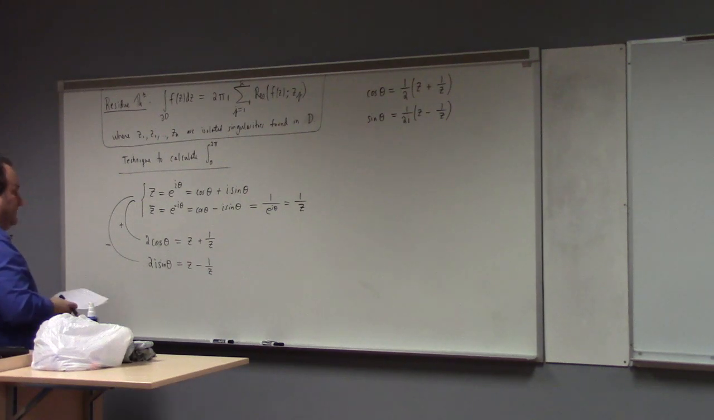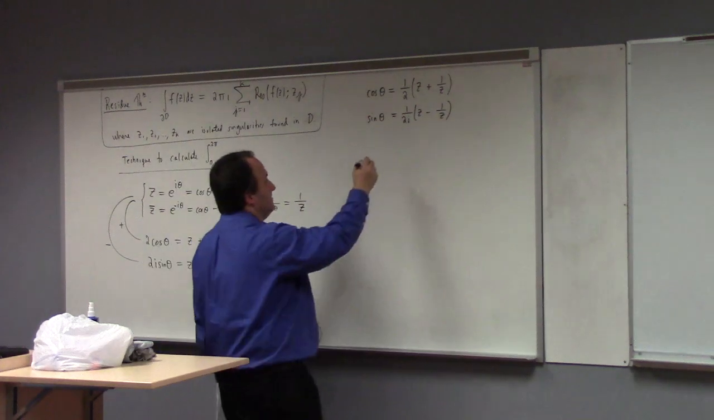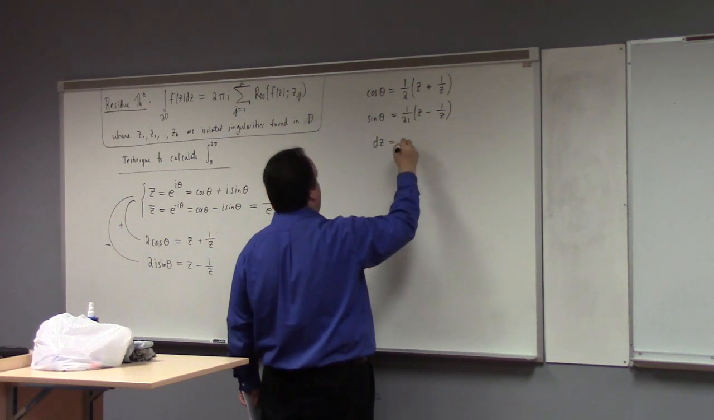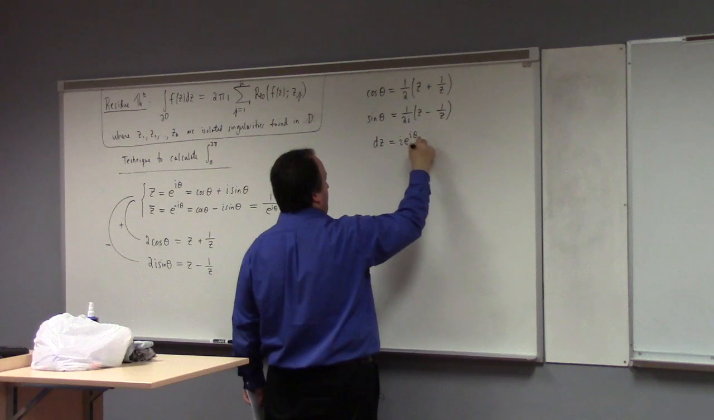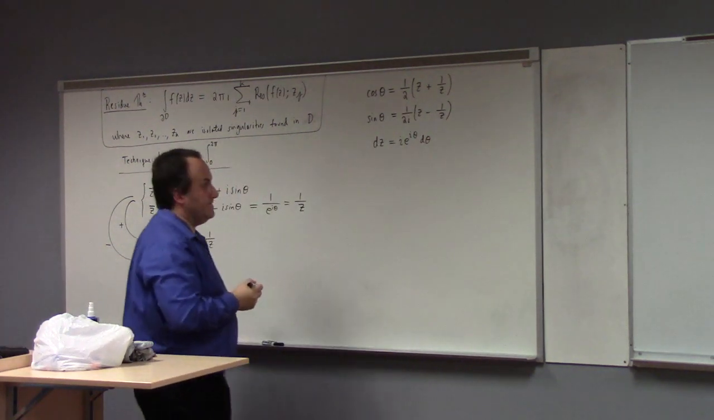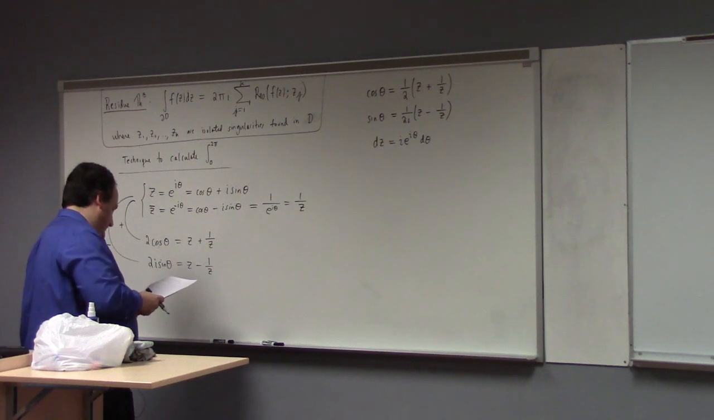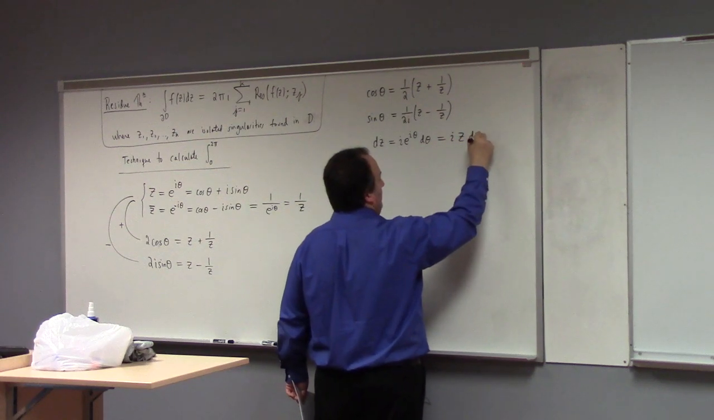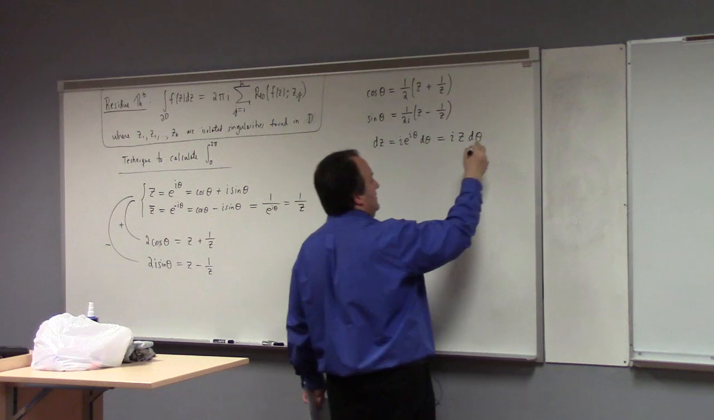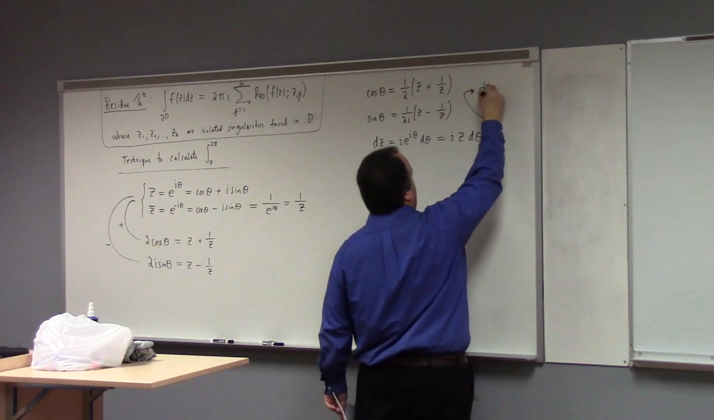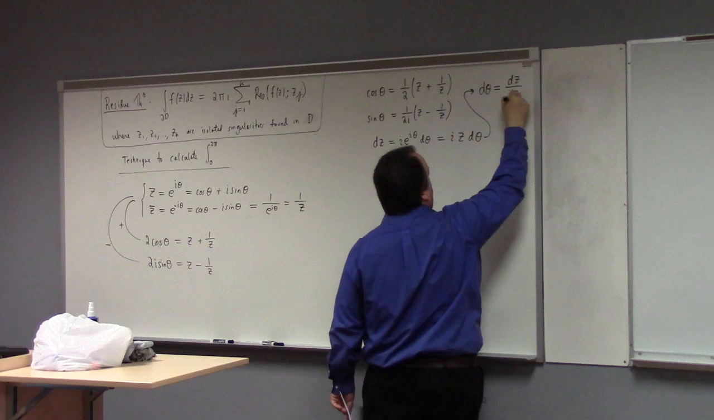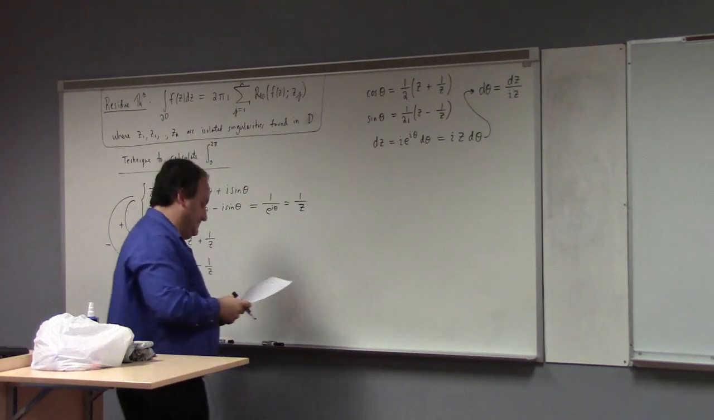What's dz in this story? dz is i e to the i theta d theta, right? And we could also write that as iz d theta. So in summary, what's useful for us to notice is d theta is dz over iz.